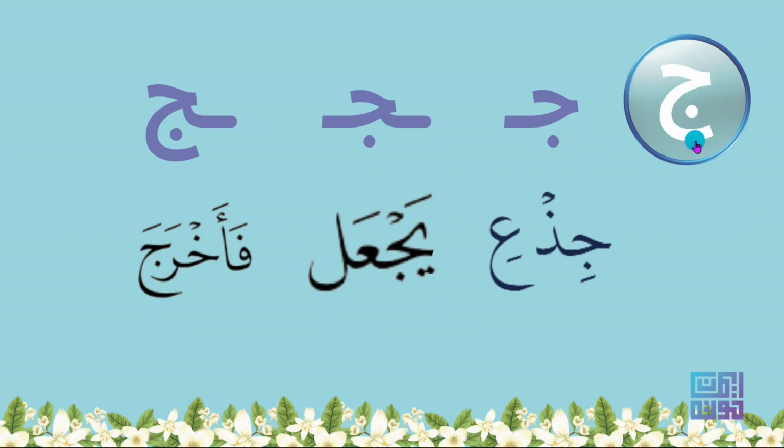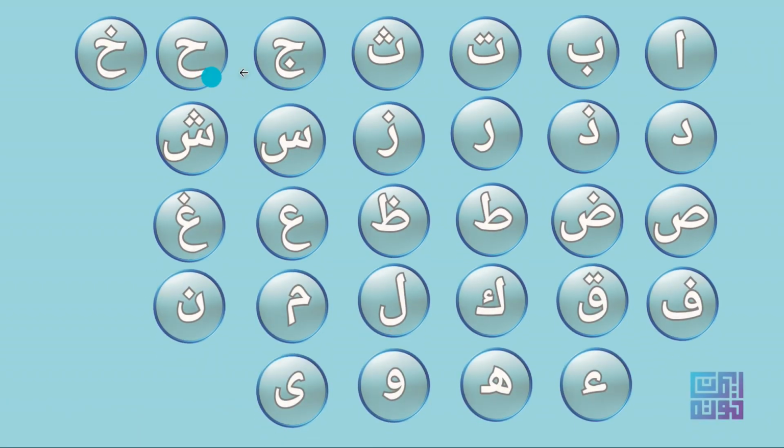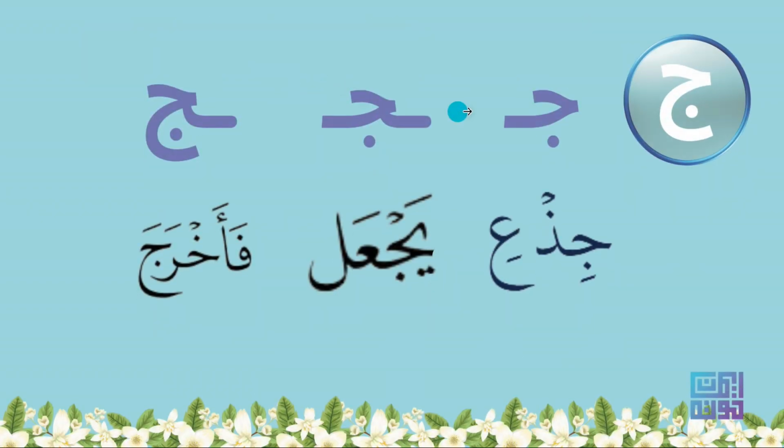We have 3 letters that look exactly the same as the Jim. Let's go back and have a look at them. Jim, Ha, and Kha. The Jim has the dot, let us say, beneath, under. The Ha doesn't have any dots, and the Kha has 1 dot above. The 3 of them are written in the same way, just the dot that differs between them.